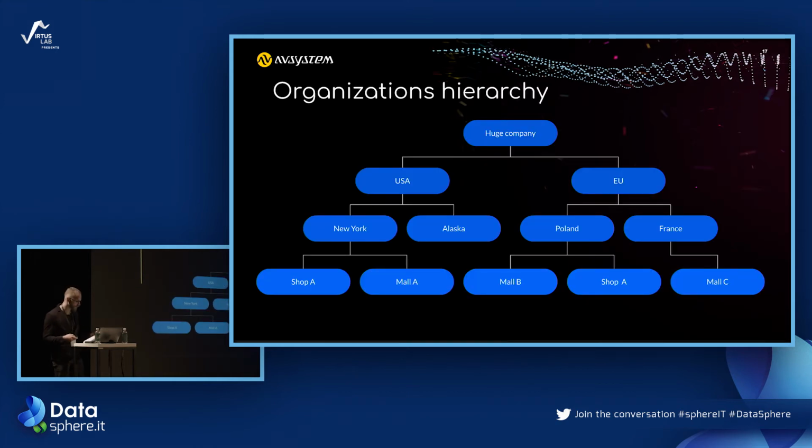Organizations are hierarchical, and the hierarchy forms a tree. That means that, for example, if some user visits shop A, he also visits New York and USA and a huge company to which this whole tree belongs. And that also means that there will be a lot of organizations with a huge number of distinct users in total.